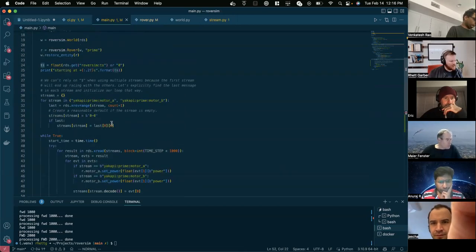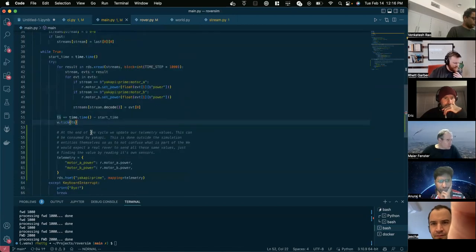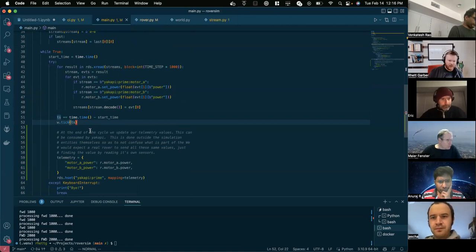And then the simulation itself really operates on this tick loop. So every time step interval, which I think is 100 milliseconds, we update our simulation by saying, if the power on the left wheel and the power on the right wheel were this much, then the rover should have moved forward this much.